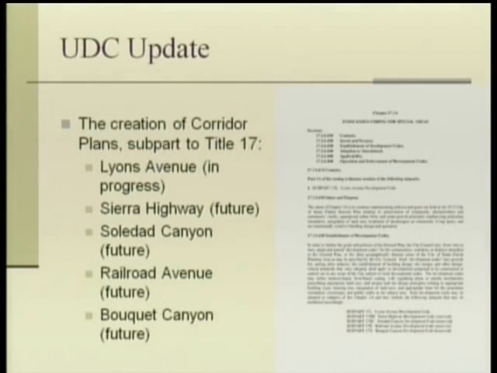This corridor chapter will be within our UDC, and it will actually be considered a subpart of that UDC. So the first one that we're working on right now is the Lyons Corridor Plan, and that's what I'm going to talk to you a little bit about tonight. But in the future, like Alan said, we will be looking at Sierra Highway, Soledad Railroad, and Bouquet, and possibly some other corridors that this type of planning process might be appropriate for.